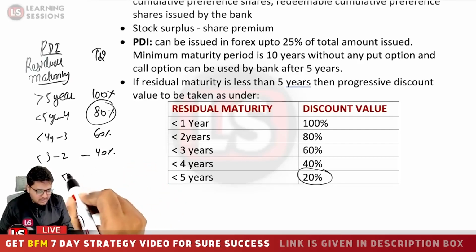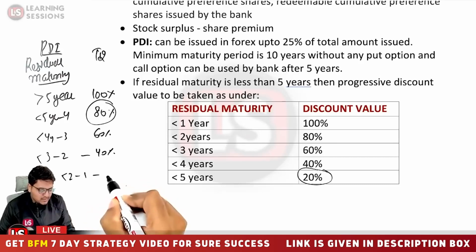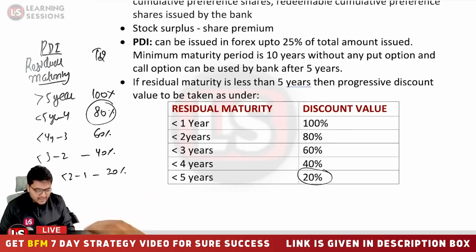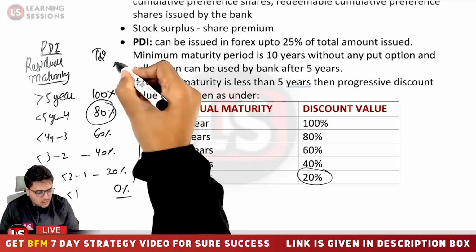In case it is lesser than 2 years up to 1 year, in that case 20% of the value will be considered. And in case the residual maturity is lesser than 1 year, in that case 0% value will be considered under the tier 2 capital.